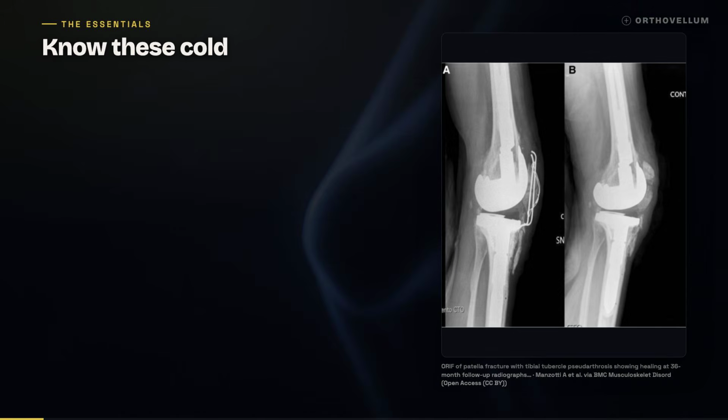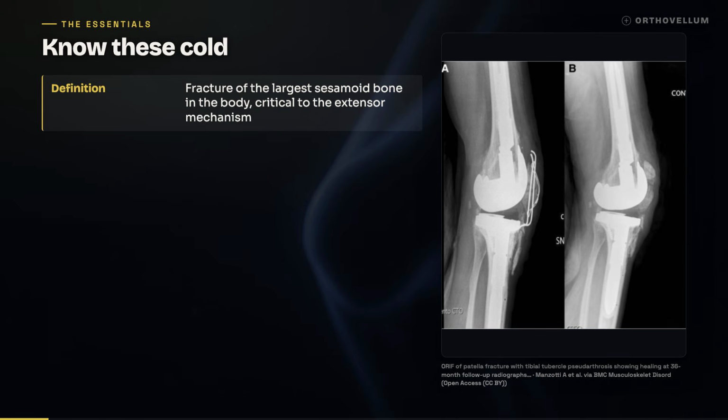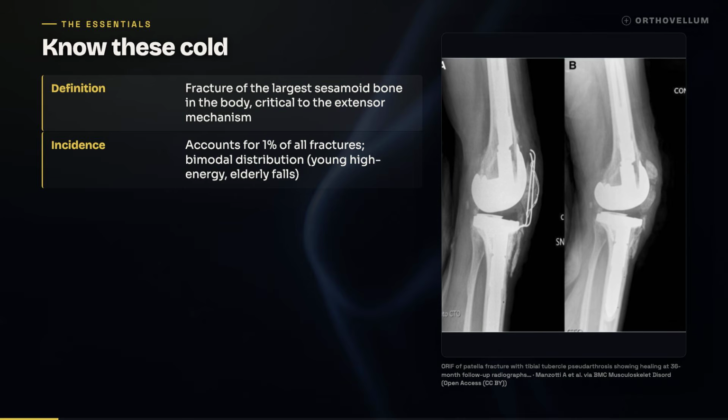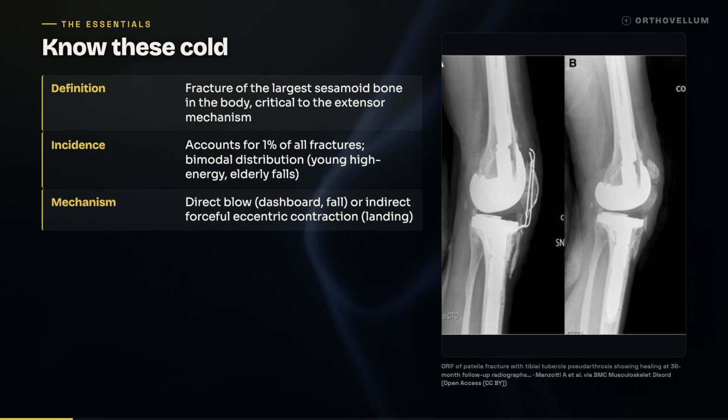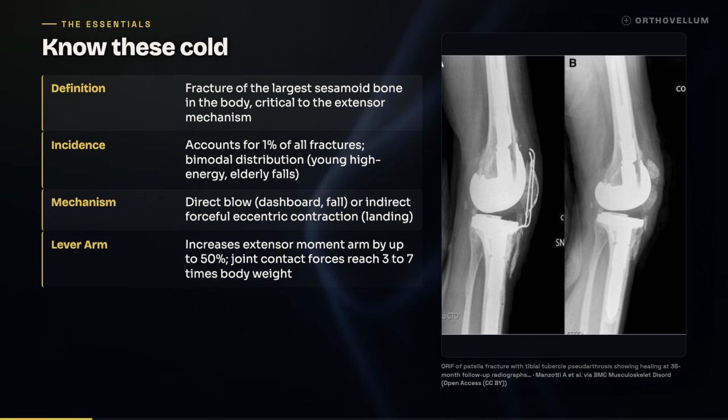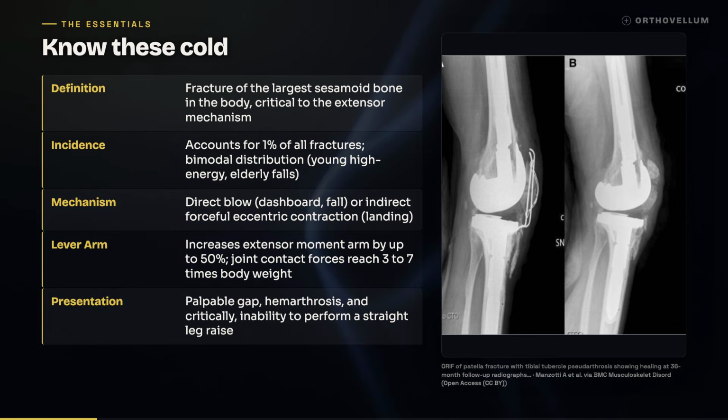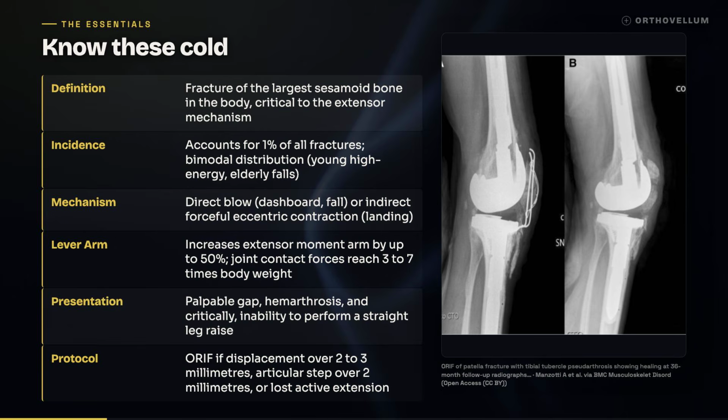The patella is the largest sesamoid bone in the body and is absolutely critical to knee extension, accounting for around 1% of all skeletal fractures. It typically injures through either a direct blow, such as a dashboard strike, or an indirect eccentric contraction during a fall. The key clinical markers are a palpable gap, joint swelling, and crucially, an inability to straight leg raise, with operative fixation generally indicated if fragment displacement exceeds 2 to 3 millimeters.